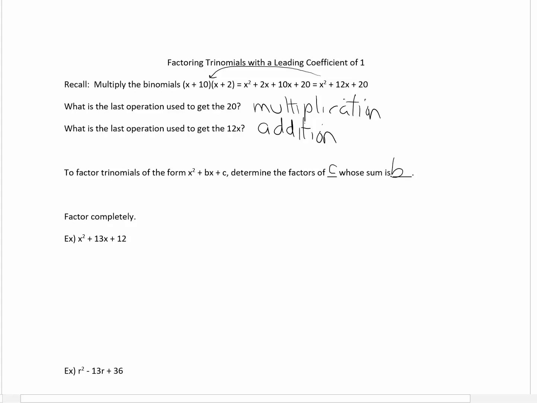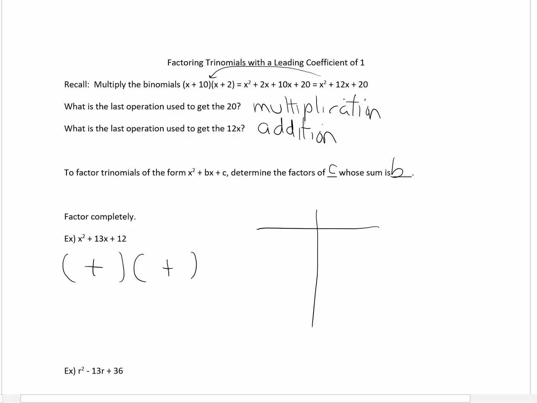Okay, so let's factor completely. First thing we want to do: is there a greatest common factor that I can take out of all of these terms other than 1? The answer to that is no. Leading coefficient is 1. So now we want to find factors of 12 whose sum is positive 13. There are two ways to multiply numbers to get a positive: either a positive times a positive or a negative times a negative. Because it's positive 13x in the middle, we know it's going to be two positive factors.